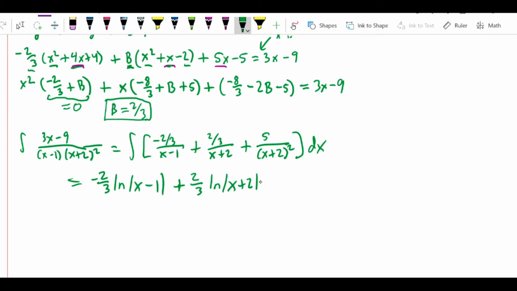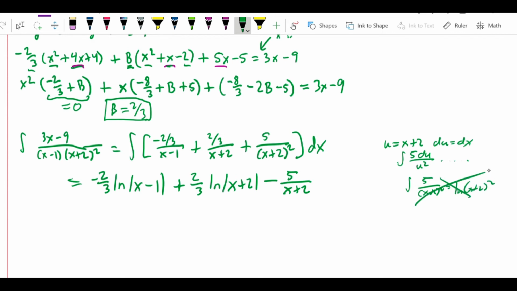And then finally, this last term, if you do it by u substitution, we could say u equals x plus 2, du equals dx. Then this integral becomes the integral of 5 du over u squared. If you set it up that way, what you'll see is that this now comes out to negative 5 over x plus 2. So once again, it's not the case that the integral of 5 over x plus 2 squared is equal to ln of x plus 2 squared. That's not true. And you have to use u substitution to convince yourself that that's true.